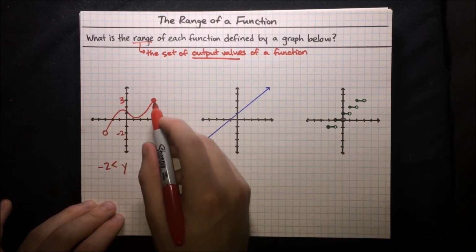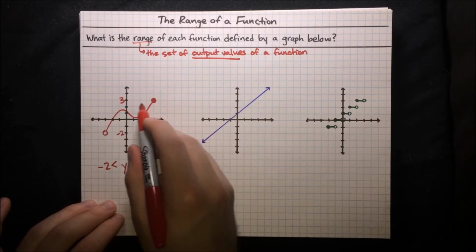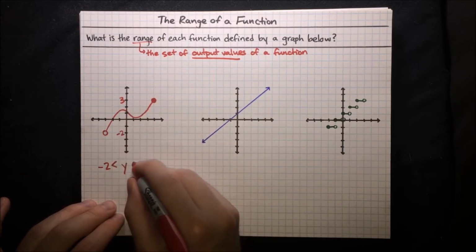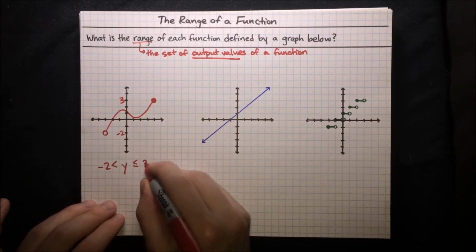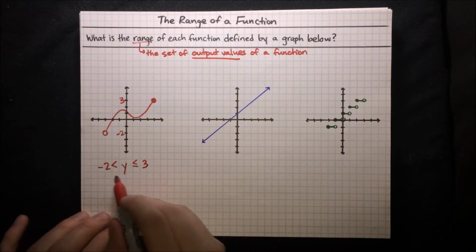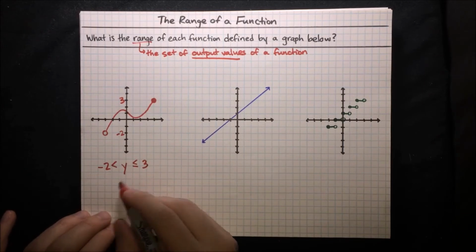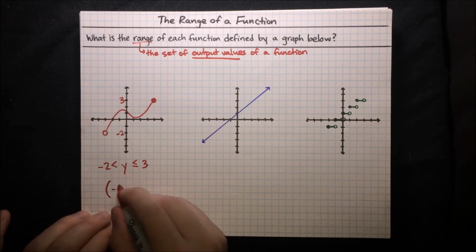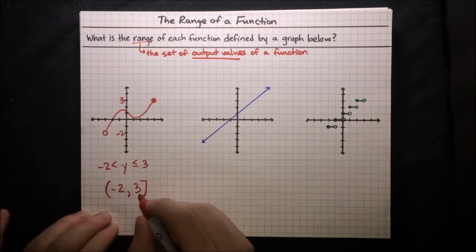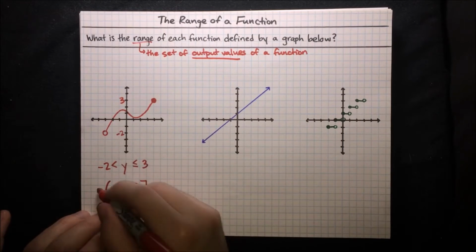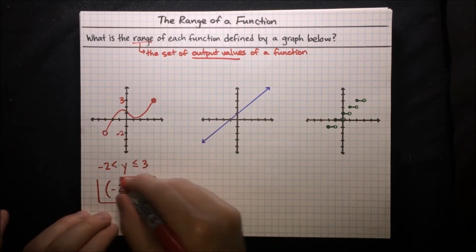Now, since that's a filled-in circle, that means the function actually attains the y value of 3, so we should have less than or equal to on this hand side. And to write this nice and compact, we can write this as interval notation. -2 is less than y corresponds to a parenthesis because equality is not allowed, so -2, then comma 3, with a bracket because equality is allowed there. So there we go. There's the range of the function.